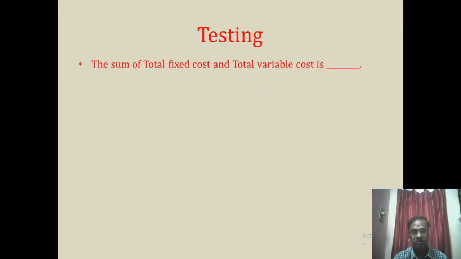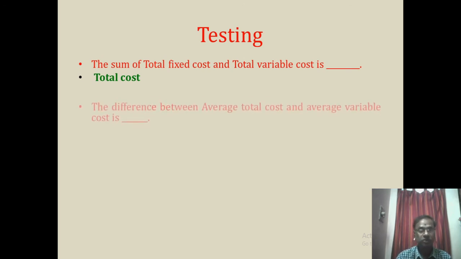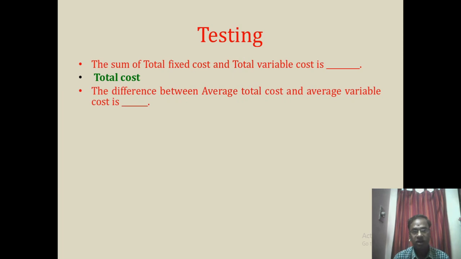Let us lastly discuss what we have studied now. Some questions. The sum of total fixed cost and total variable cost is known as, please tell me the answer. The answer is total costs. Next question. The difference between average total cost and average variable cost. Difference between ATC and AVC. The answer is average fixed cost.